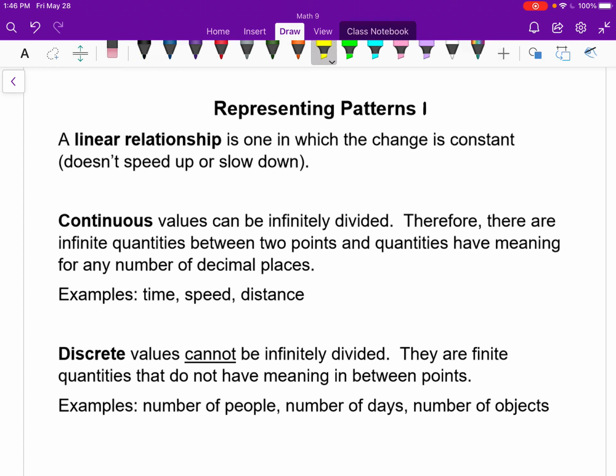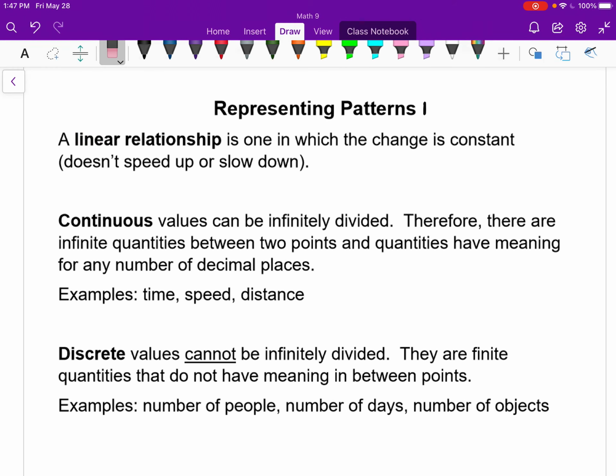First, what is a linear relationship? A linear relationship is one in which there's some sort of change, but the change is constant, which means whatever is happening, it doesn't speed up or slow down. So if something's increasing, it's increasing at the same rate constantly. If something is decreasing, it's decreasing by the same value constantly. And if you visualize the change of a linear relationship through a graph, the graph always forms a straight line. There's no changes in direction of the line or whatnot.